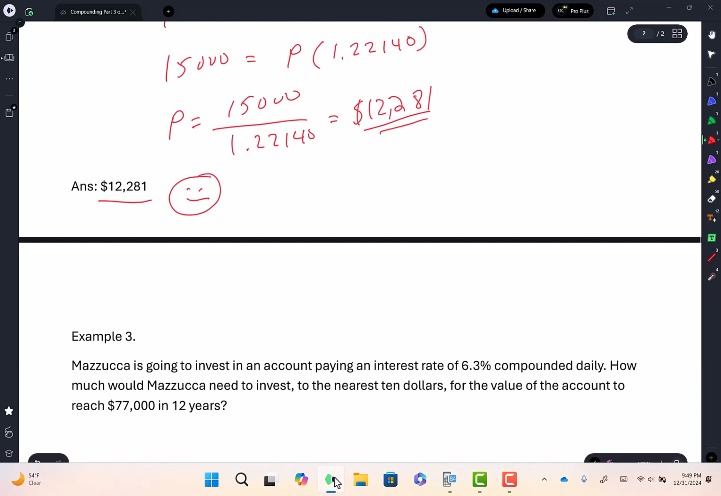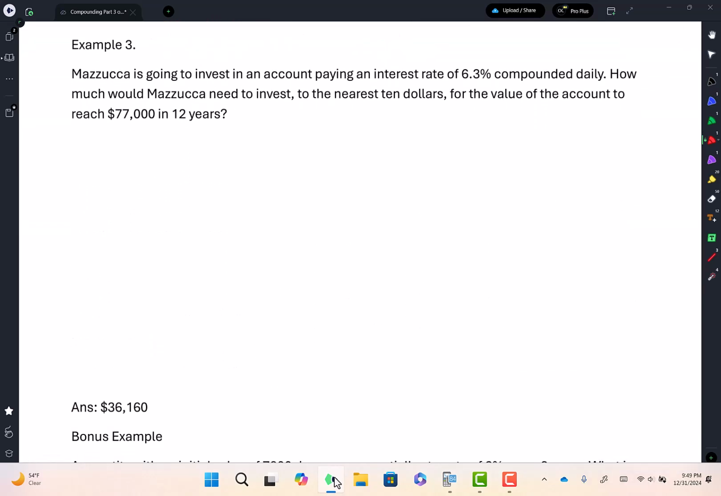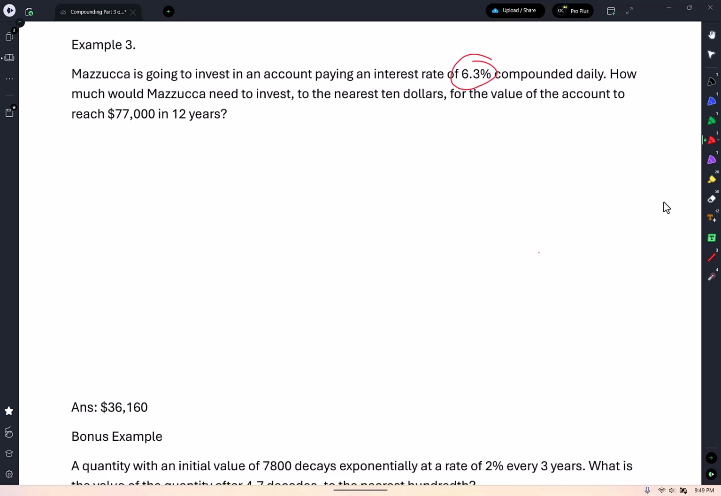All right, let's go to another one, guys. Mazuka is going to invest in an account paying an interest rate of 6.3%, compounded daily. So compounded daily in a year, that's 365 days.